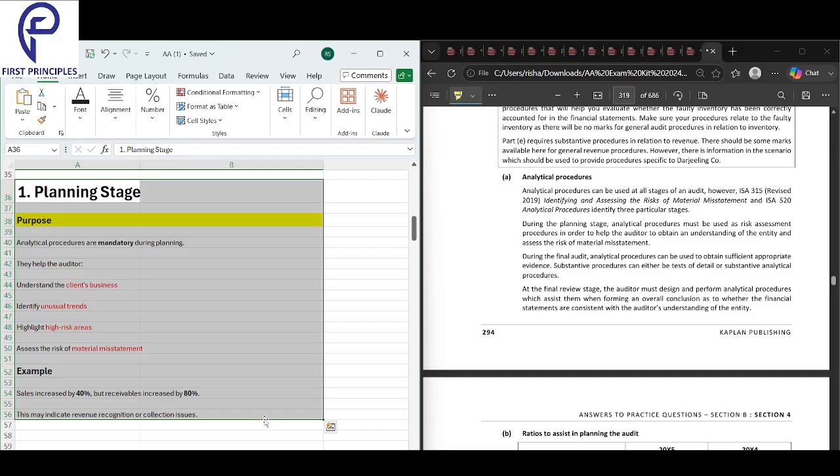Next, it helps you to assess the risk of material misstatement. This is using analytical procedures in the planning stage.